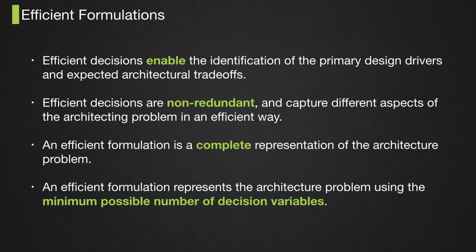The third heuristic is that an efficient formulation is a complete representation of the architectural problem, right? So a decision set that makes sense is complete. And fourth and last, an efficient formulation represents the architectural problem using the minimum possible number of decision variables and options, right? Because otherwise, a large problem can be formulated very inefficiently, then you're not able to solve it, and then you're not able to do your trace space exploration. So you really have to use the minimum amount of information required to represent what you need to represent.